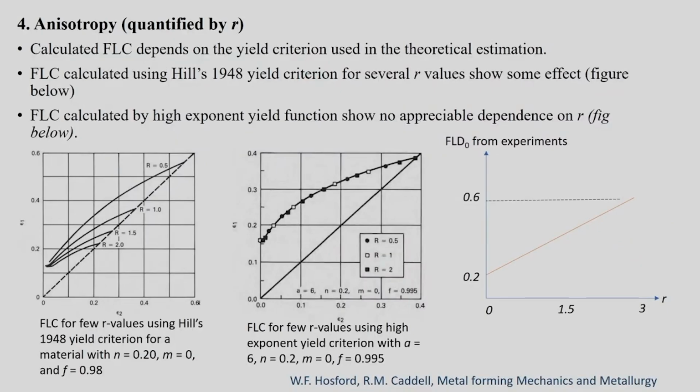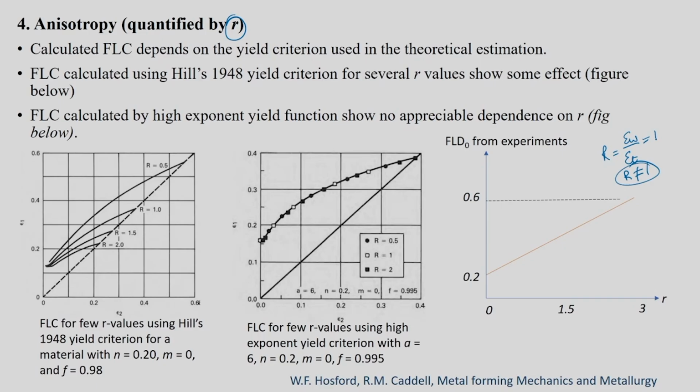This anisotropy of the sheet, which we generally quantify by R, is nothing but the plastic strain ratio. Small r or capital R, either way is fine. So true width strain divided by true thickness strain, and if it is equal to 1, we say isotropic. If R is not equal to 1, we say the material is anisotropic in nature. Now the effect of anisotropy or plastic strain ratio changes the way we use some theories. It is not very straightforward.